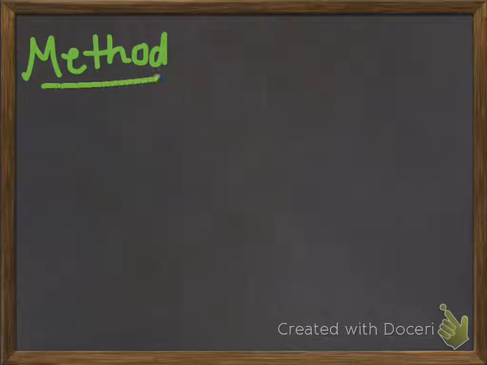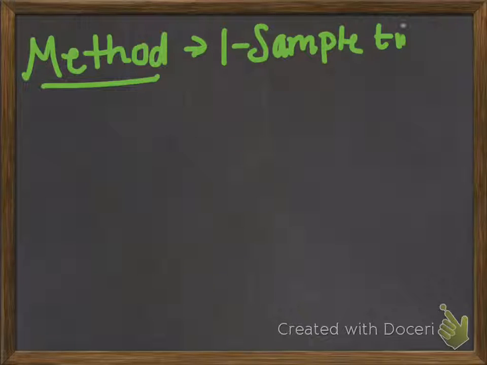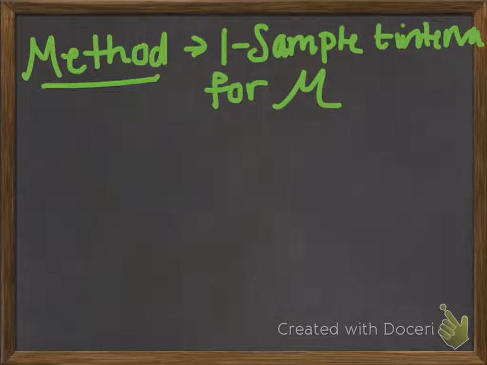We then need to name the method. Lots of you were forgetting this step. The method is a one sample t interval for mu. Next, we need to do our state, plan, do step. We need our side work when we're dealing with the t distribution.